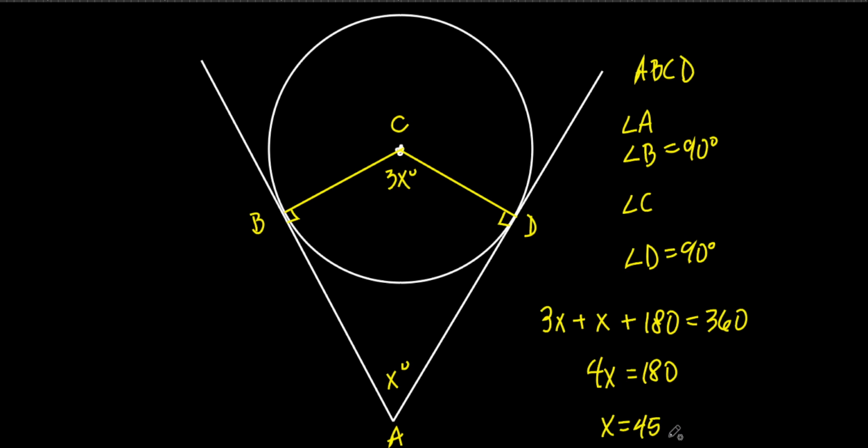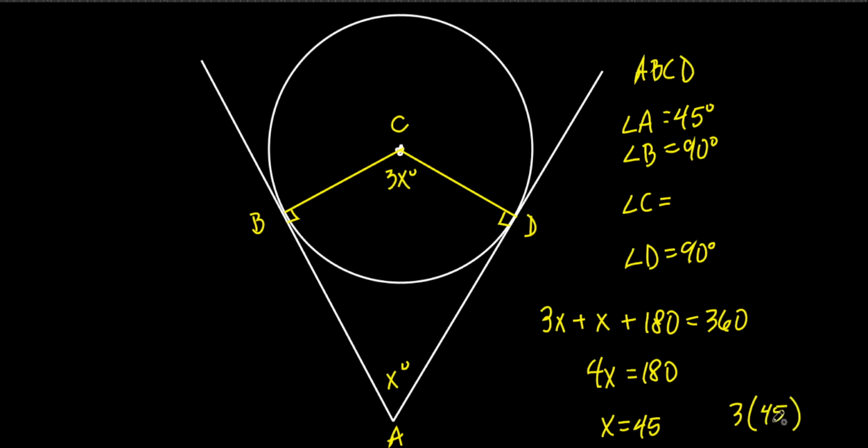Is that my answer? Do I circle it? Am I done? No. Well, almost. I got one of my angles is that, isn't it? So angle A is just x, and it's 45 degrees. So we put 45 degrees. And this is 3 times 45.